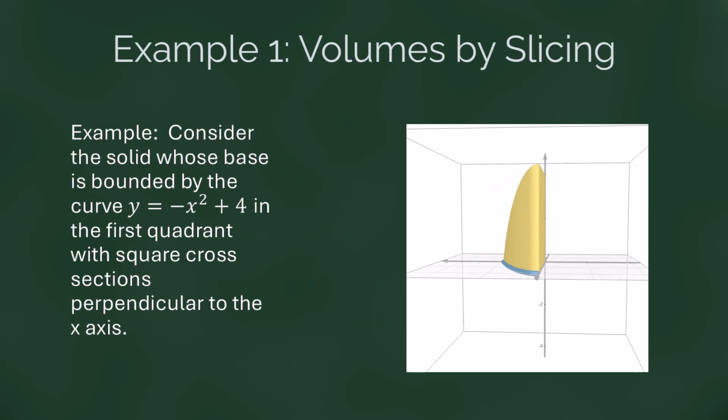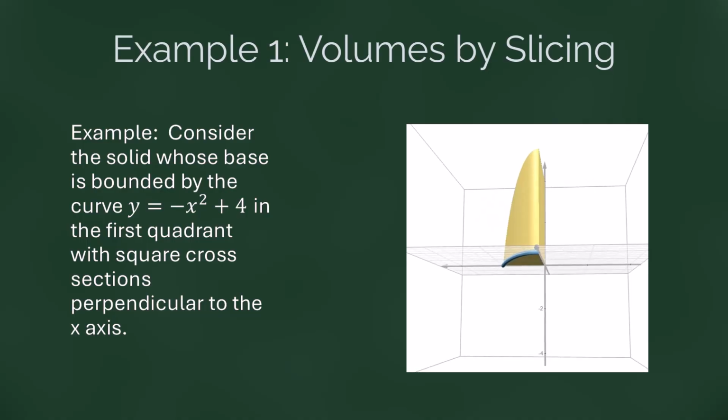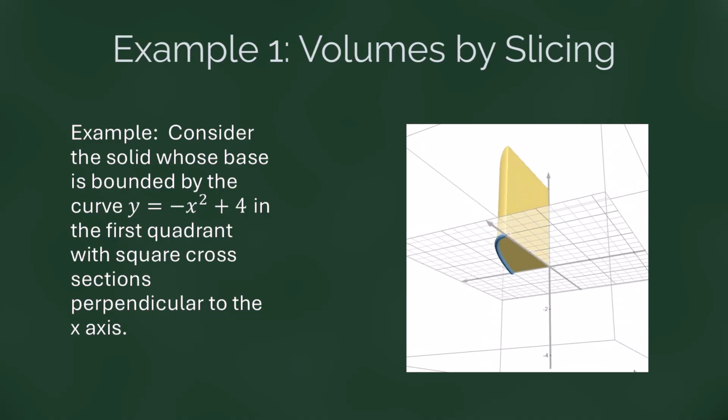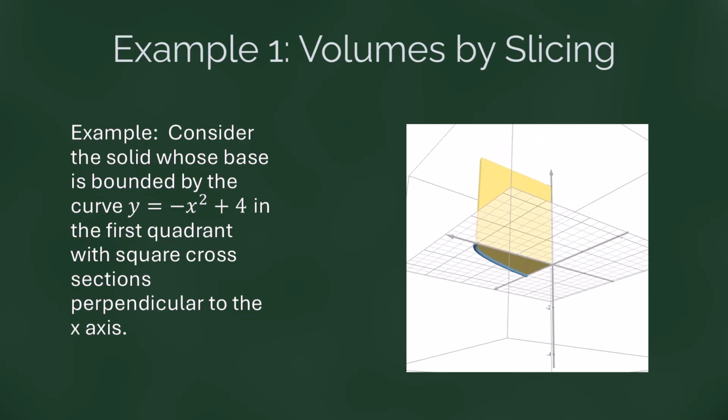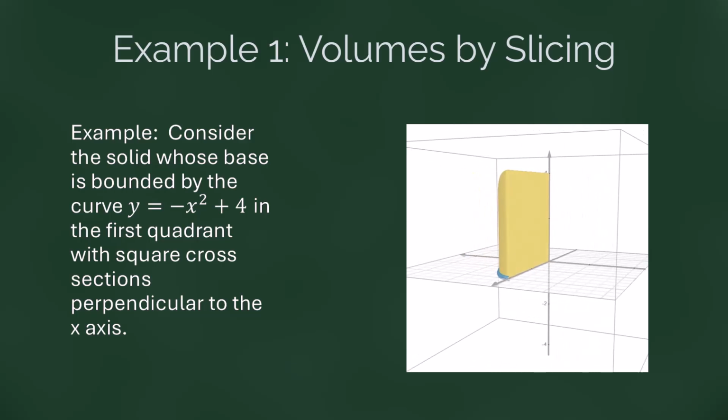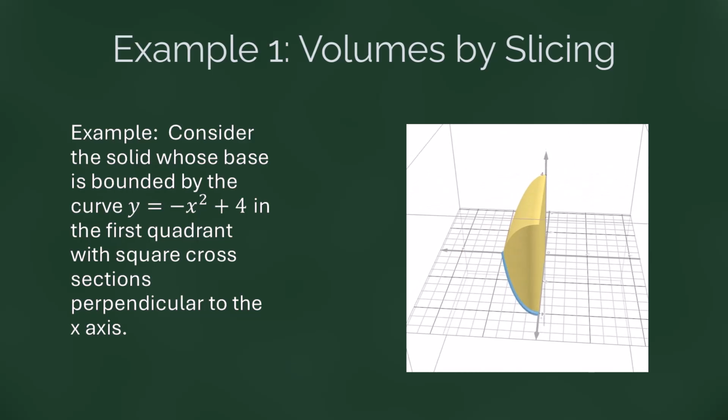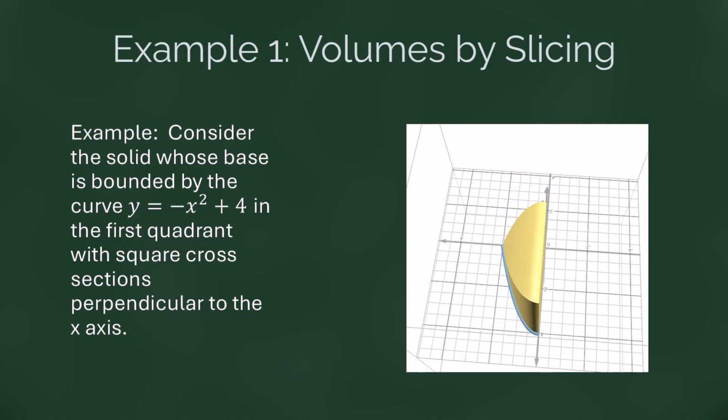Let's start by trying to calculate the volume of the solid we see here. The base of this solid is bounded by the parabola y equals negative x squared plus 4 in the first quadrant, and we know that each cross-section is a square when cut perpendicular to the x-axis.